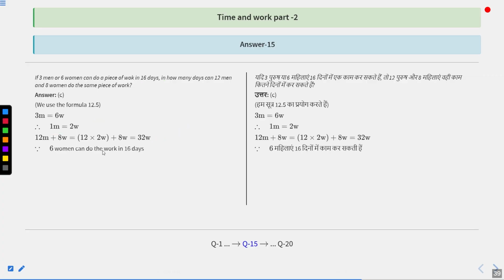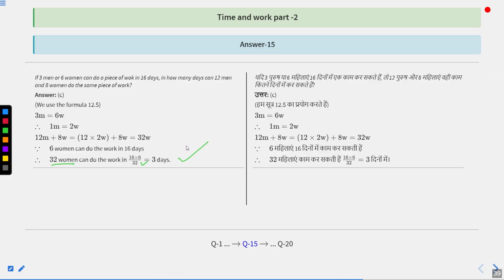Clear? So 6 women can do the work in 16 days. Clear? It is given in the question. So 32 women can do the work in 16 into 6 upon 32, which is 3 days. C is the correct answer.